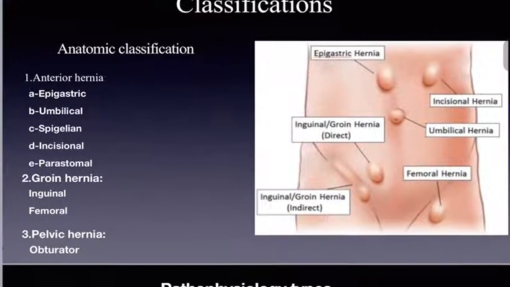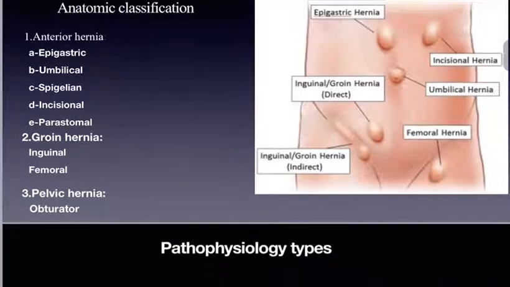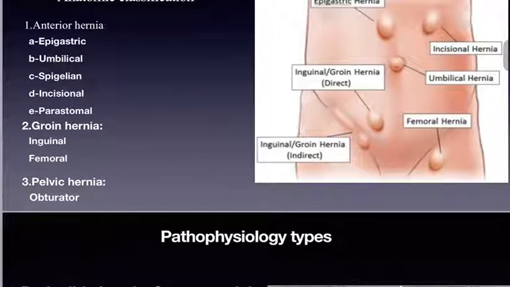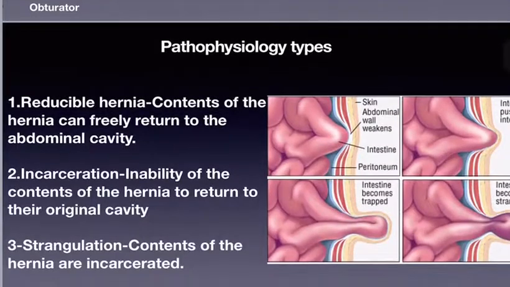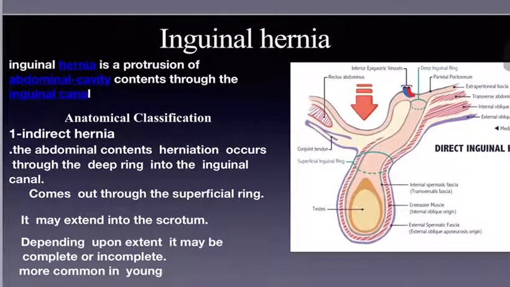The classification on an anatomic basis is into three types: anterior hernia, groin hernia, and pelvic hernia. Based on pathophysiology, hernia is divided into three types: reducible hernia, incarceration, and strangulation. In a reducible hernia, the contents of the hernia can freely return to the abdominal cavity. In incarceration, the contents of the hernia are unable to return to their original cavity. In strangulation, the contents of the hernia are incarcerated.